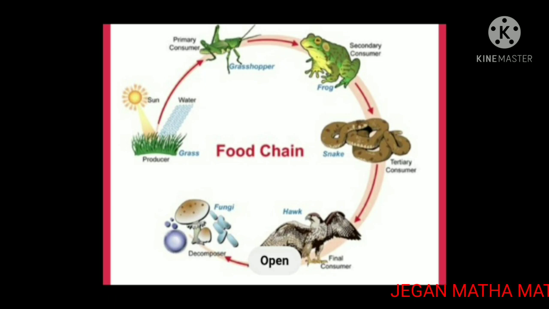The frog is eaten by a snake. It is called the tertiary consumer. Then the snake is eaten by an eagle, which is called the final consumer. Then after the death of the eagle, it will be decomposed by the decomposers.